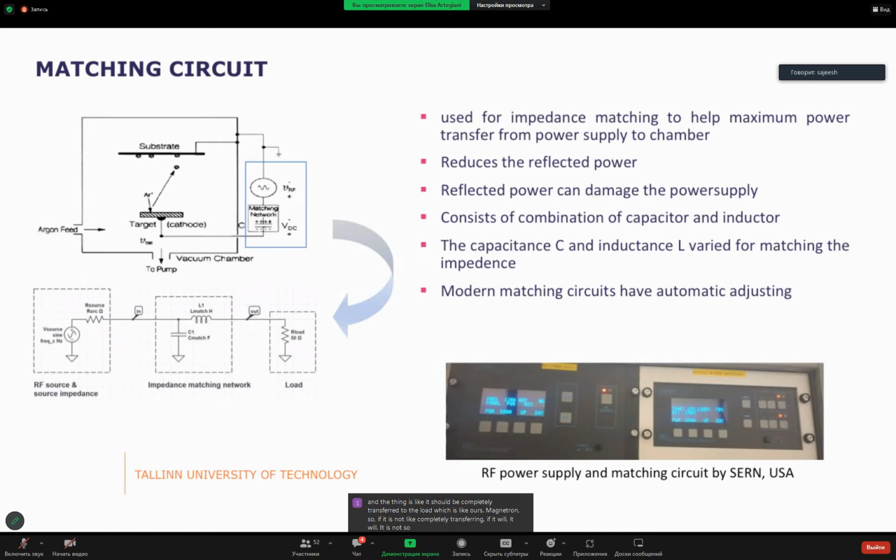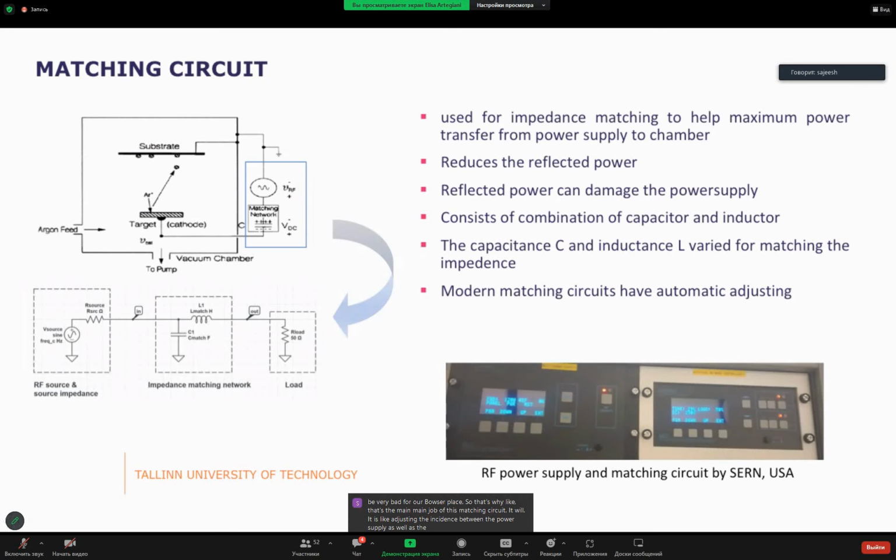If it is not completely transferring, it is not so good. In case the impedance of this power supply and the impedance of the magnetron are not matching, the power will be reflected back. That's the main term used in RF sputtering. If all the power is not transferred there, it is called reflected power. High reflected power coming back will be very bad for our power supplies. So that's the main job of this matching circuit: adjusting the impedance between the power supply and the magnetron sputtering.